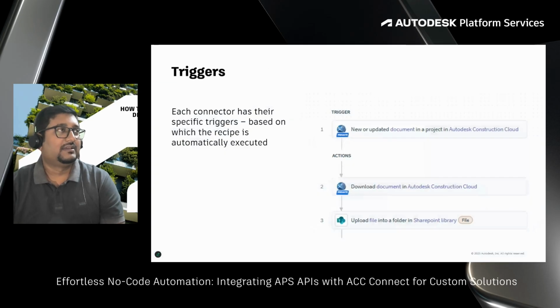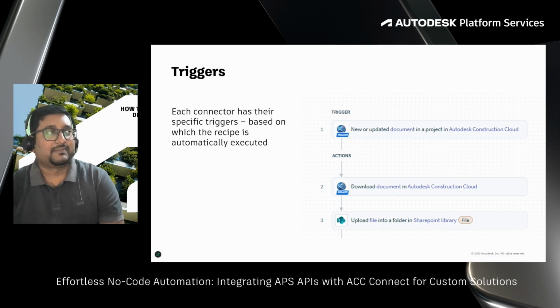Now moving ahead, what are the different triggers which are available? Each connector in ACC Connect has its own set of triggers, which are based on the events which occur in that platform. To give you an example, here we are seeing a trigger based on the Autodesk Construction Cloud. There are different types of triggers which may happen here, like new or updated document, or new issue which has been created, or similar events like that.